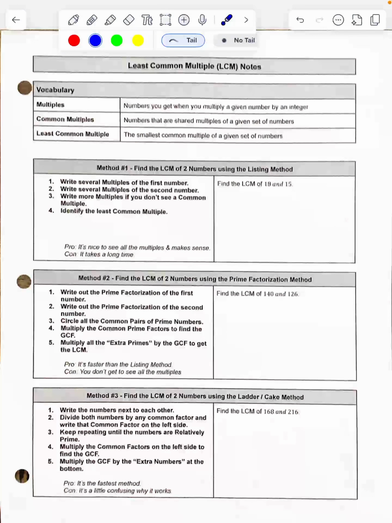Hey everyone, today we're going to be learning about least common multiples. So, firstly, we have some vocab words.